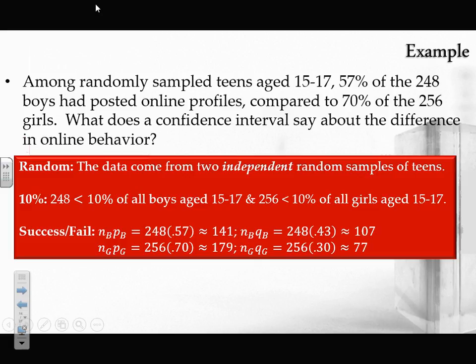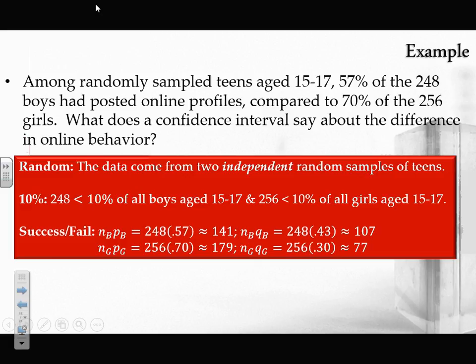So 248 would be less than 10% of all boys aged 15 to 17. 256 would be less than 10% of all girls aged 15 to 17. So check both sample sizes and make sure that they're less than 10%. When we go to our success-fail or our large counts, we do NP and NQ for both.